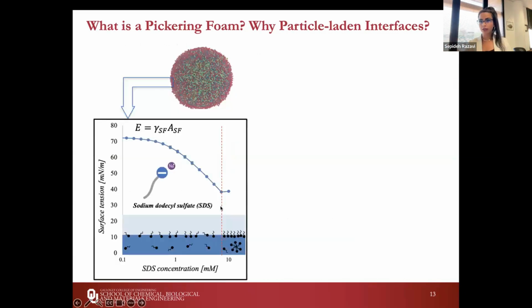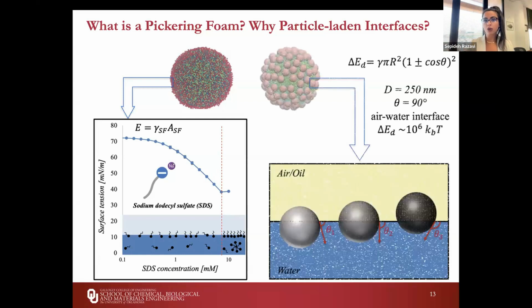Well, usually surfactants are used to stabilize interfaces, and as you all know, they reduce the free energy of the system by reducing the surface tension. So here's the case of SDS, where by increasing the concentration of surfactant, you can reduce the surface tension up to the critical micelle concentration. For a lot of the applications involving high temperatures and high salinity, there are issues with just using surfactants because of their precipitation, degradation, and instability. And particles are great choices in those cases.